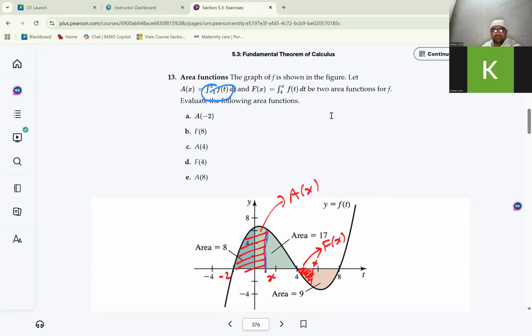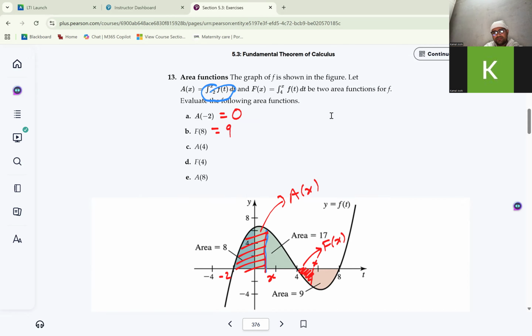Evaluate the following area functions. What is A of -2? I mean, evaluate the following values, they mean. A of -2. If you start at -2, from -2 to -2 will be 0. What is F of 8? So that will be the area from 4 to 8. And as it is given in the diagram there, that area is 9.